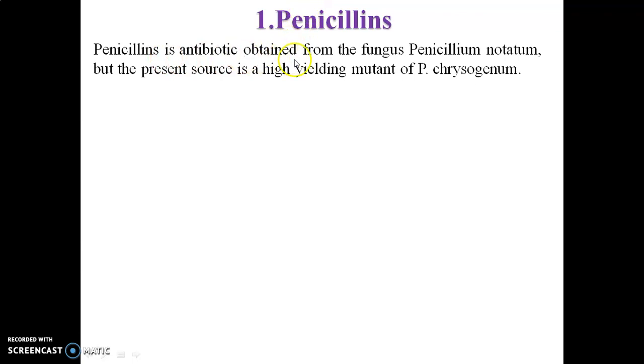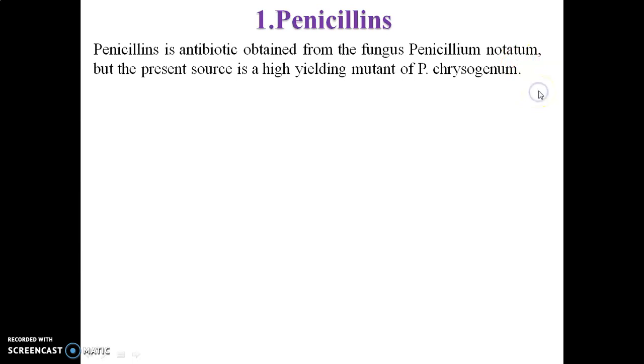Penicillin is an antibiotic obtained from the fungus Penicillium notatum. But presently, because a large quantity of penicillin is required, Penicillium notatum is replaced with Penicillium chrysogenum. This is a mutant strain which gives a high yield of the penicillin derivative.